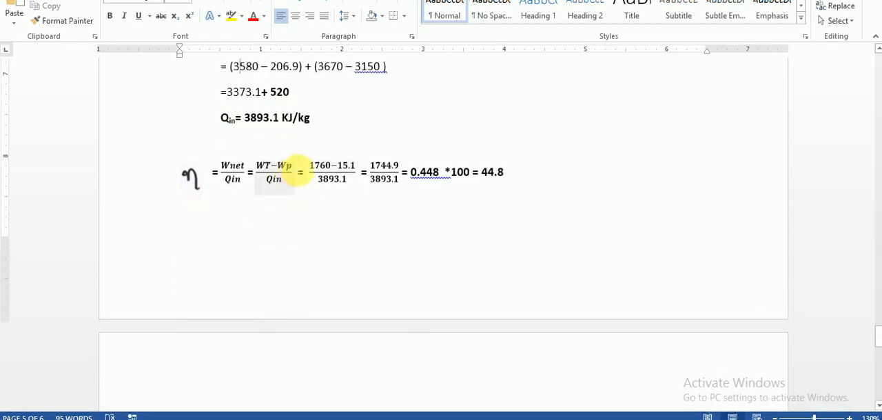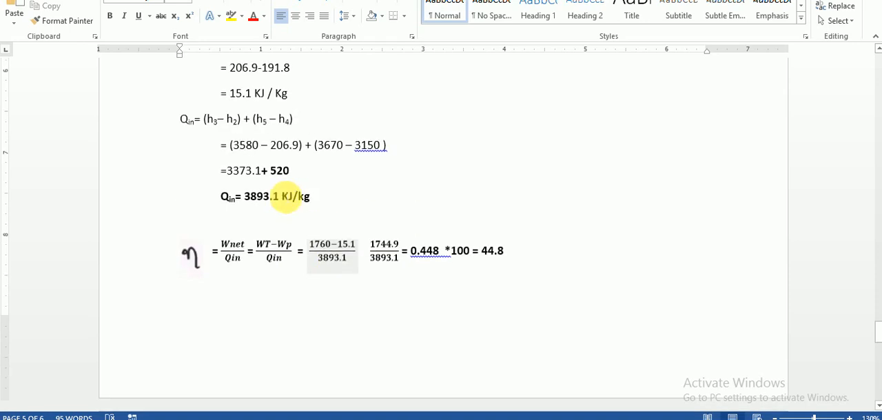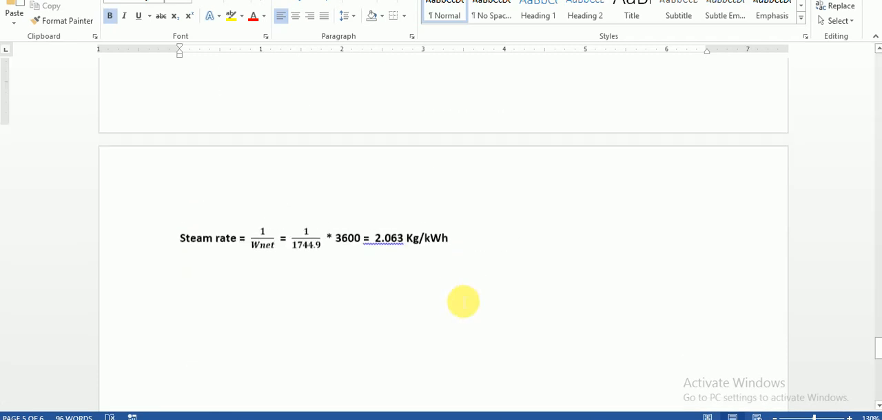After calculating, substitute WT minus WP: work of the turbine minus work of the pump, divided by heat input. Multiplied by 100, we will get 44.8% efficiency. This is the efficiency of the Rankine cycle, that is, the reheat cycle.